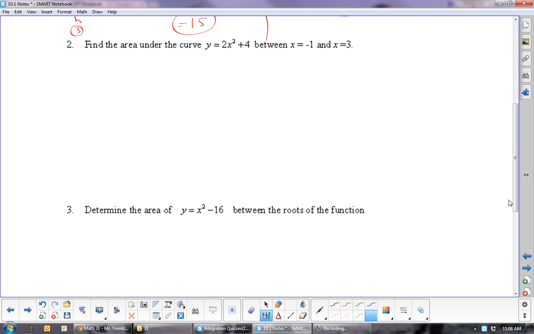Okay, find the area under the curve of 2x squared plus 4. Okay, so 2x squared plus 4. We're going to be up here. And it wants from -1 to 3. So I want this.